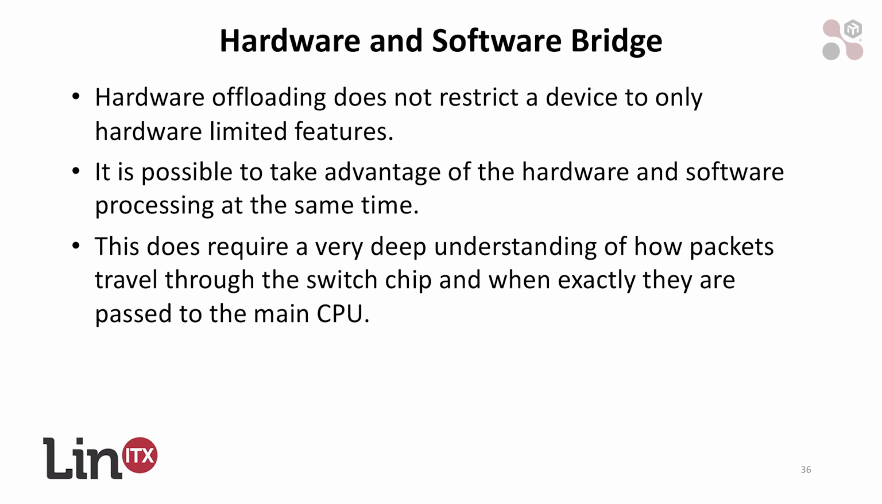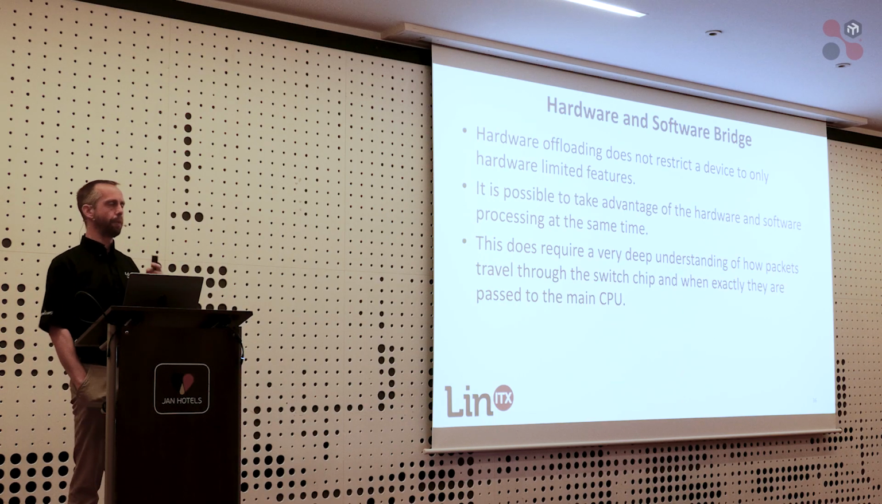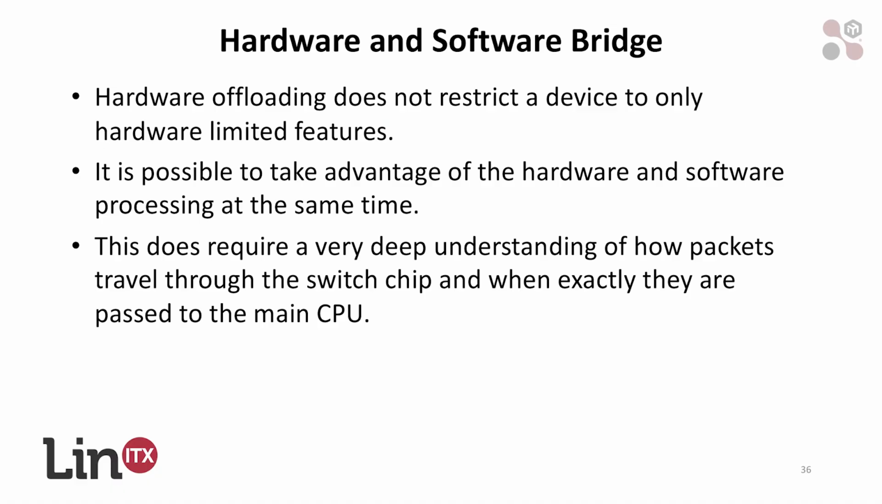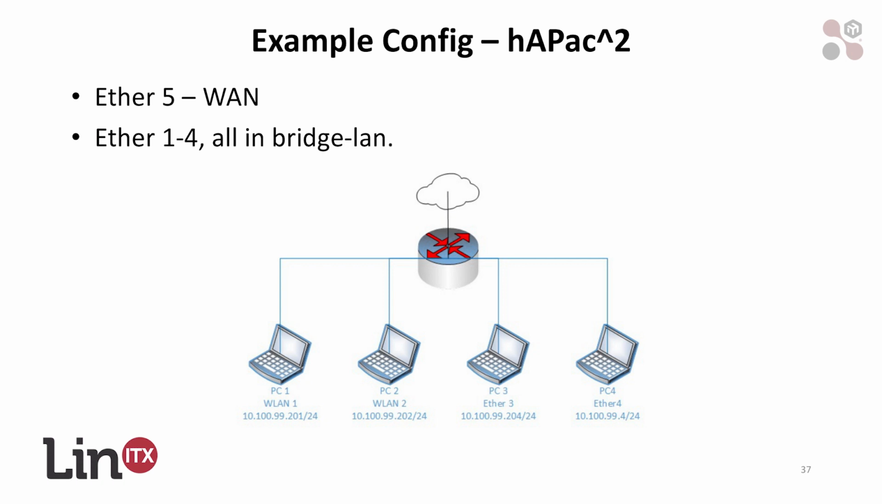So, we can get ourselves slightly confused as soon as we combine hardware and software interfaces, or ports that are hardware offloaded and ports that are not hardware offloaded. And that is where we make use of, or not make use of, depending on your configuration, both the switching functions and the bridging functions for our layer 2 packets. So I thought we'd have a look at what actually happens.